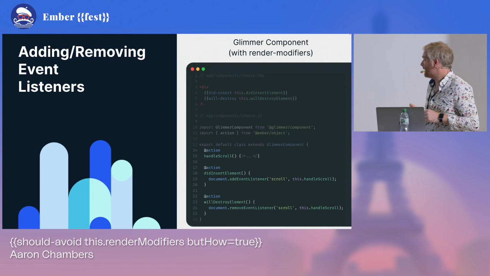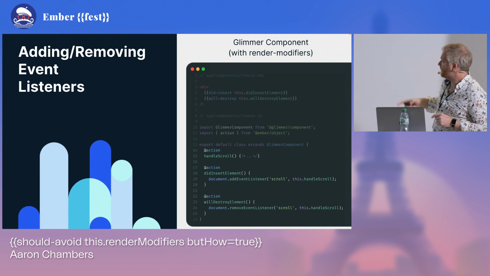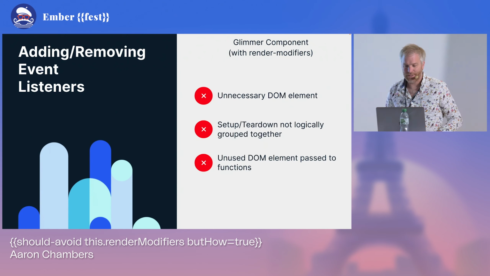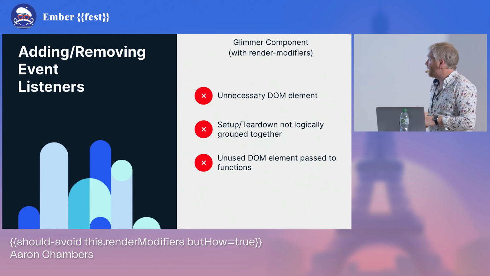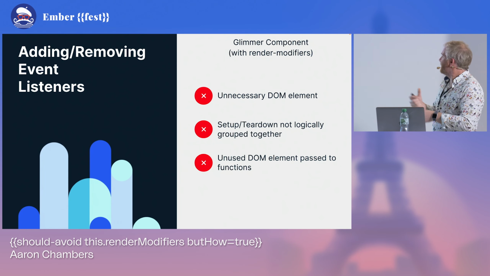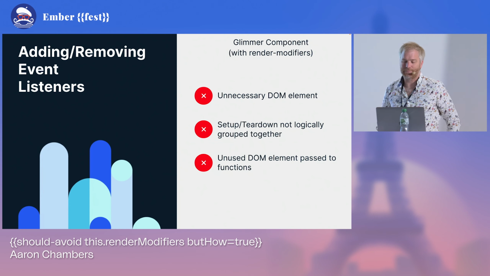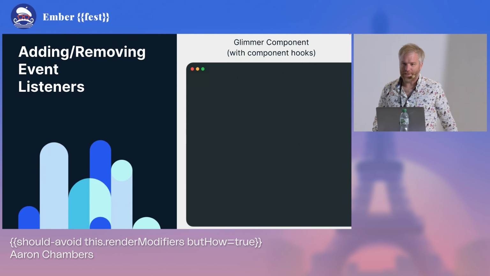However, you can see again, well, I haven't actually got it in the code, but the element is passed into each of those functions and it's not used. It's a bit of a signal for us. So we've got the unnecessary DOM elements, the setup and teardown isn't logically grouped together, and the unused elements being passed in. These are all signals as to why this is an anti-pattern.